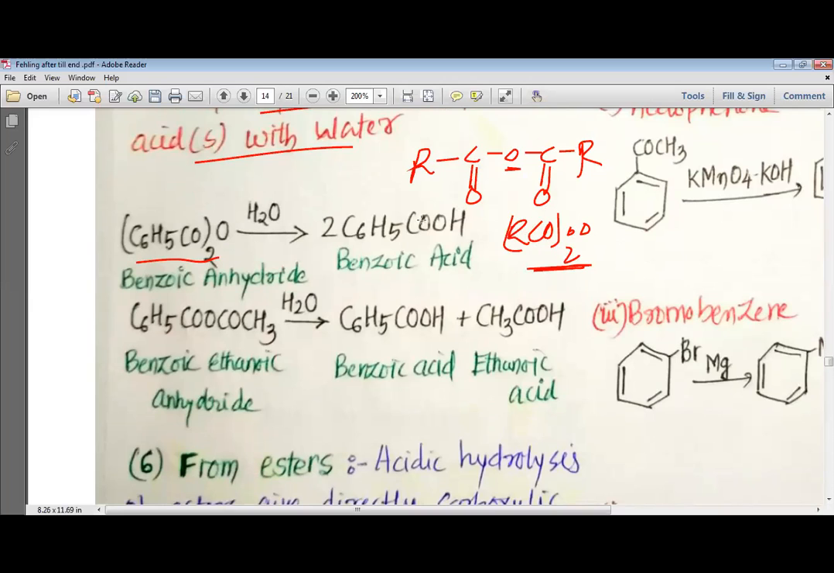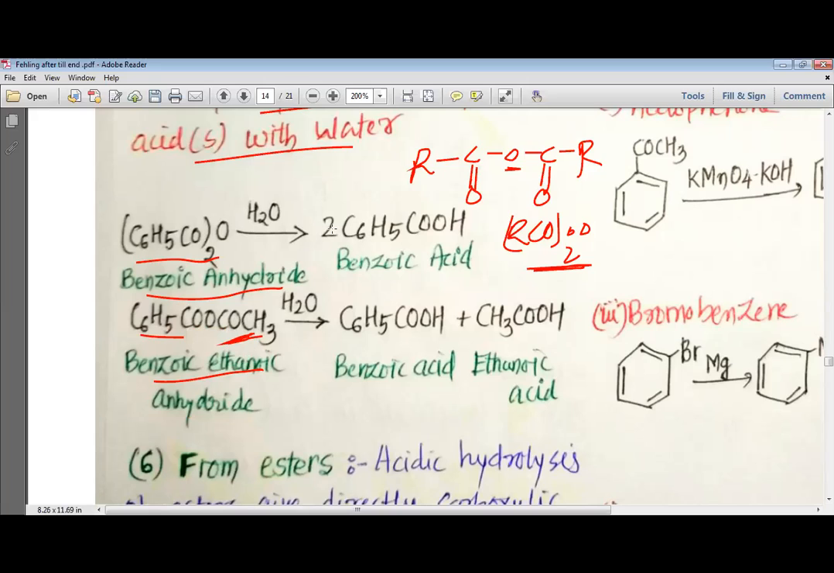So if you have R equal to benzene group C6H5, it is going to be benzoic anhydride, or you can even have benzoic ethanoic anhydride because you have 2 carbon present on it. So it's a benzoic ethanoic anhydride because one side is a benzene group, whereas on the other side we have a methyl group. So benzoic ethanoic anhydride.